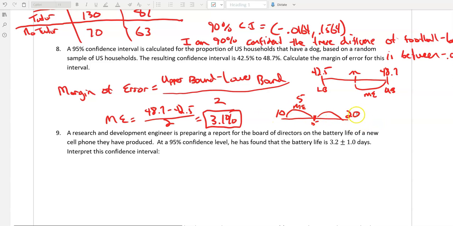So the formula to figure out that margin of error is you just subtract these two. 20 minus 10 is 10, divided by 2 is 5. You can see it easily when the numbers are easy, but when the numbers are a little weirder like this, you're going to need the formula to figure this out. All right, so that is how you find margin of error based on the confidence interval.